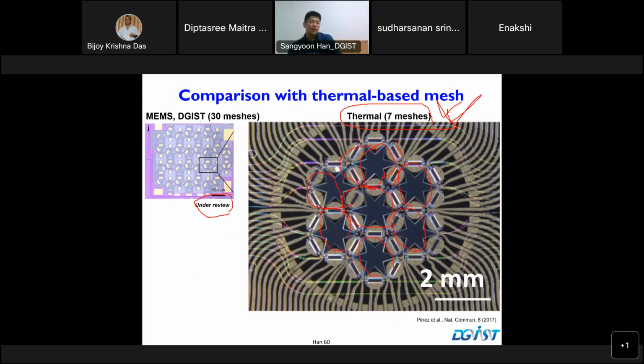But in the MEMS way, we developed it digitally. This is the actual area, in scale. With a much smaller area, we built a 30-mesh circuit with much lower power consumption. This is under review, and I hope it will be published in a few months.